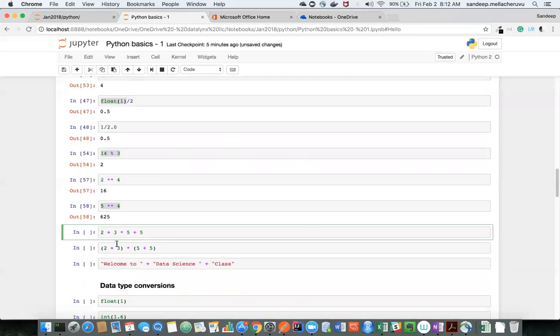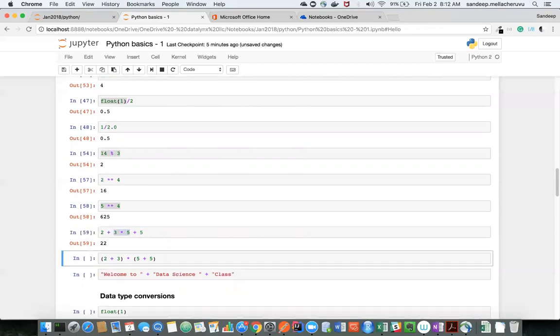Now the next one is what I have already mentioned. If I do 2 plus 3 into 5 plus 5, in this entire evaluation, 3 into 5 will happen first. It will become 15. 15 plus 5 is 20, 20 plus 2 is 22. It will become 22 here. But if I want 2 plus 3 first and 5 plus 5 first, and then multiply those, I have to use brackets. Now it will become 5 into 10. It will become 50.